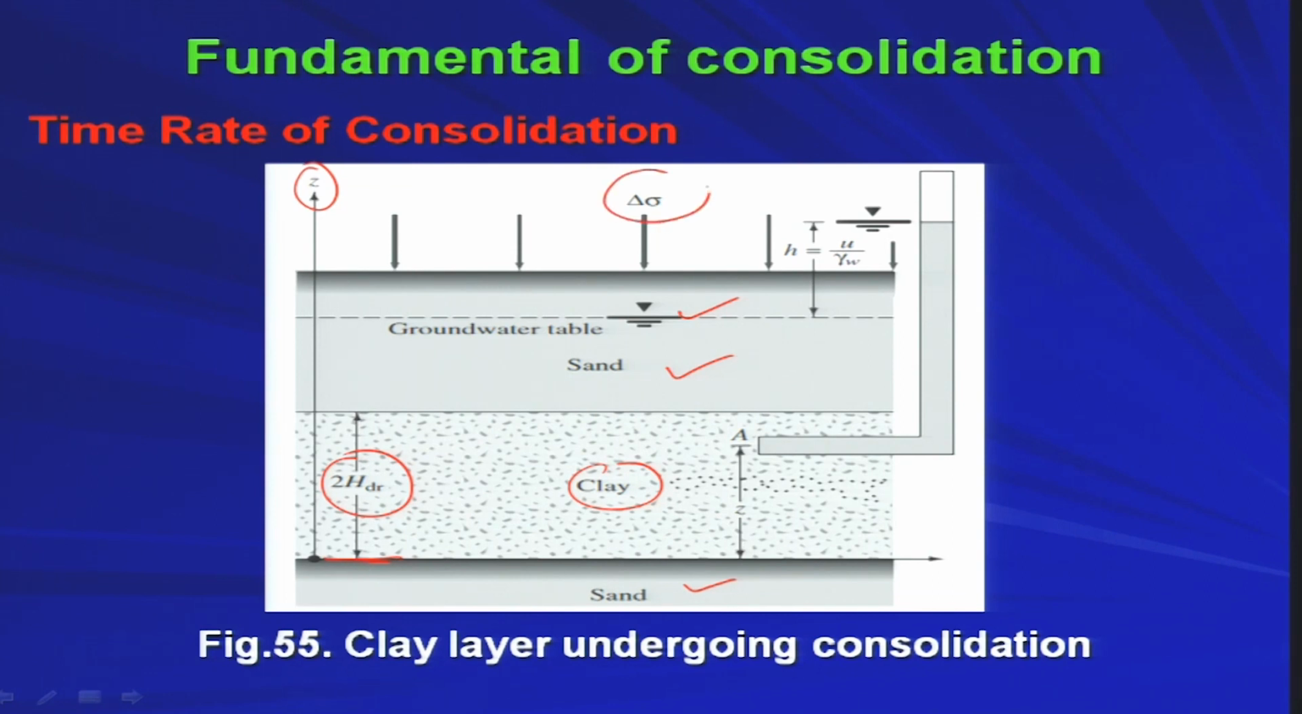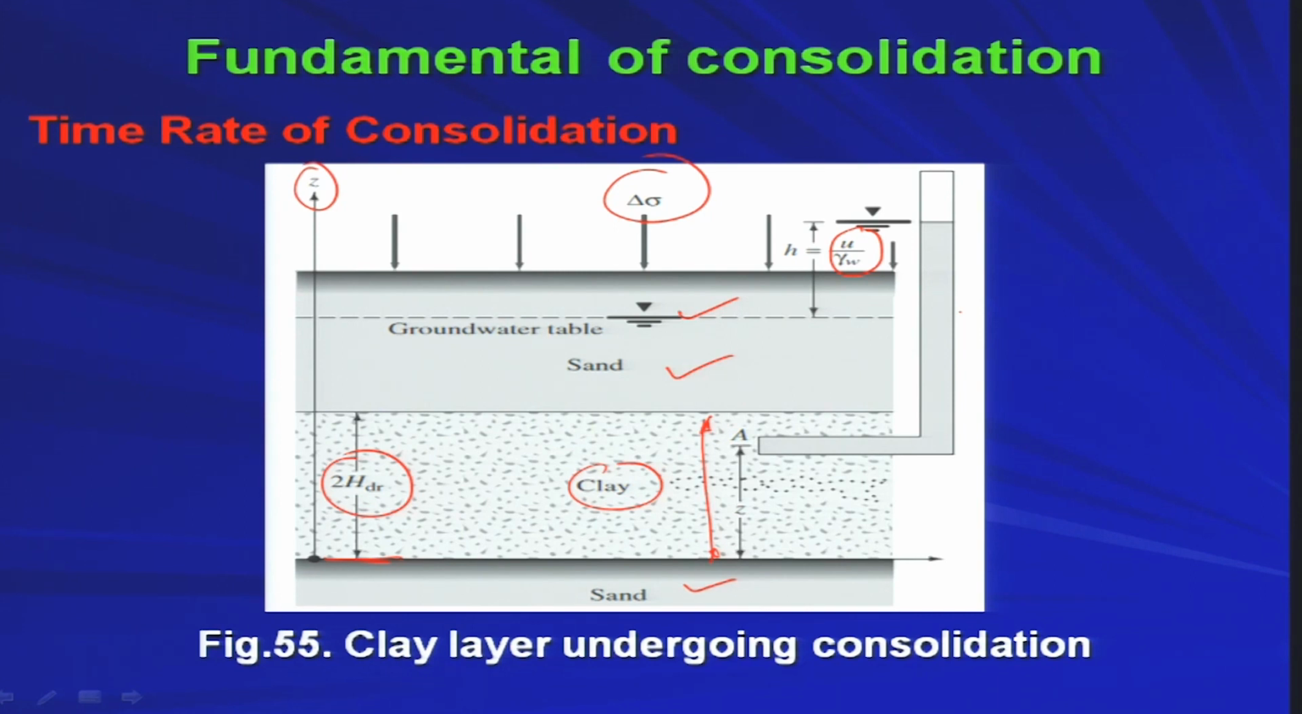Now, we are applying some stress increment, delta sigma, and at any point along this clay deposit you can find the excess pore water pressure due to the application of this stress increment as h = u/γw. Here u is the excess pore water pressure and h is the head of water due to that. That h you can find by putting a piezometer at any location in the clay deposit. So this is the problem we are going to analyze.